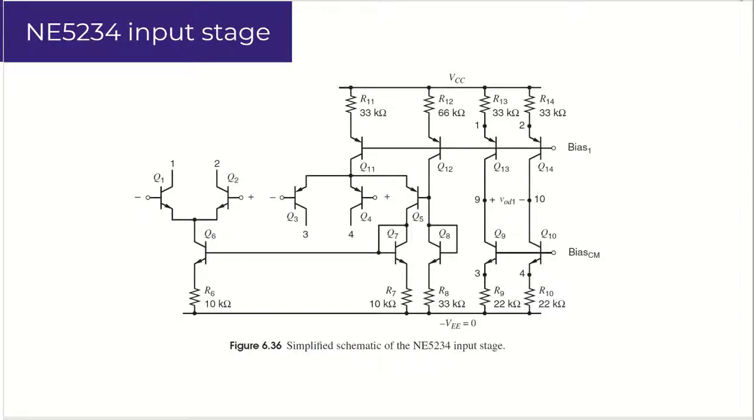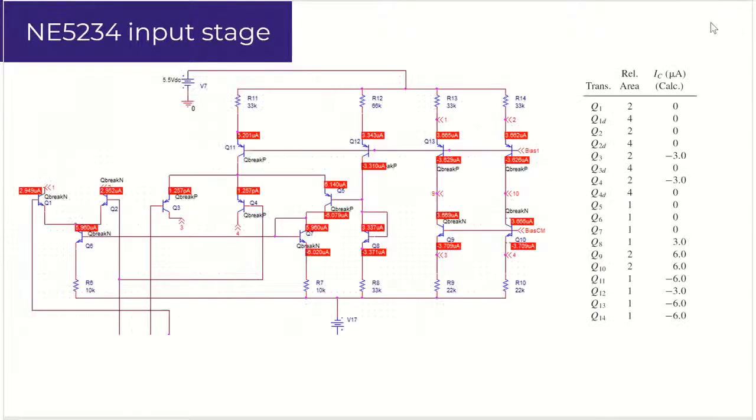This is the input stage of the NE5234. Bias 1 comes from the reverse bias circuit. If the common mode input is much less than 0.5 volt, the current of transistor 11 will flow through transistor.